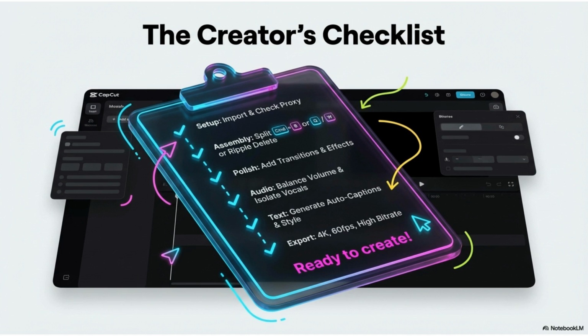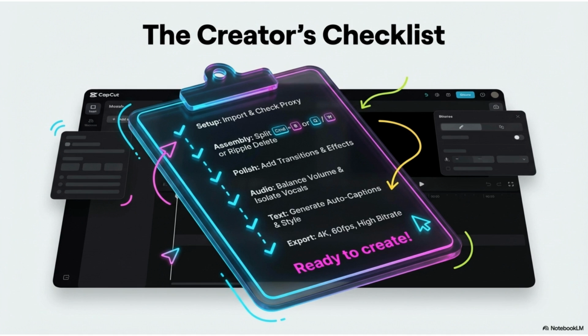The Creator's Checklist. To wrap things up, let's review the Creator's Checklist. First, Setup. Import your files and check your proxy settings. Second, Assembly. Split your clips using Command+B or use Q and W for ripple delete. Third, Polish. Add your transitions and effects.